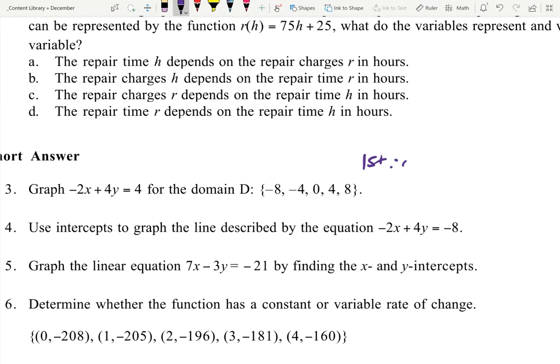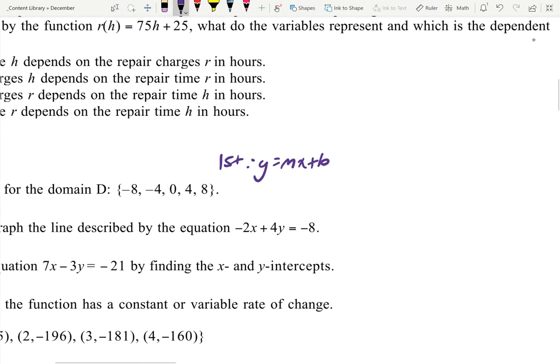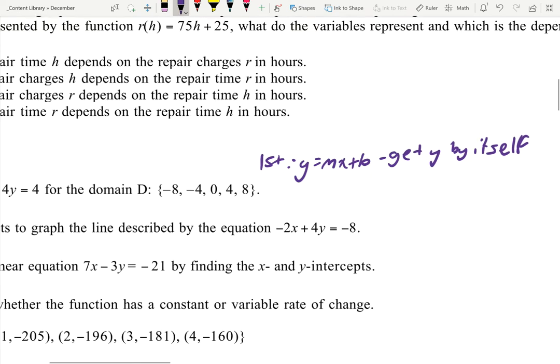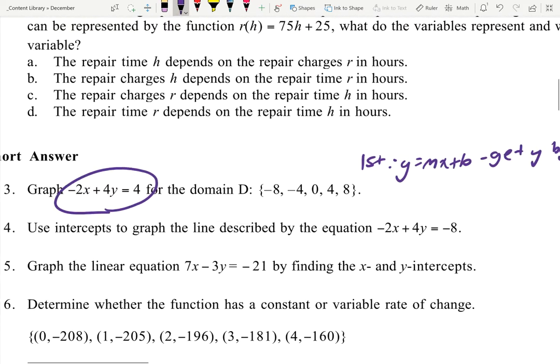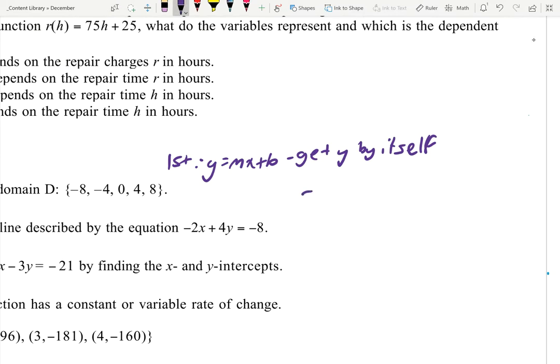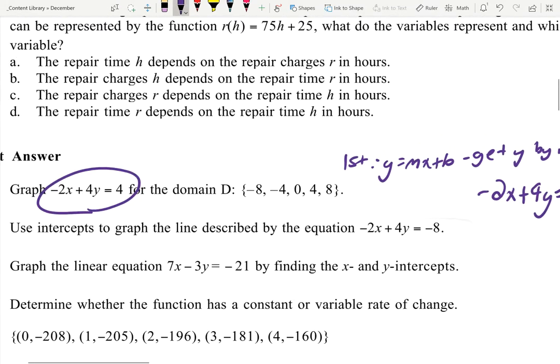First, you need to get your equation into y equals mx plus b form, also known as slope-intercept form. What I mean by this is simply get the y by itself, okay? Get the y by itself. So look at our equation, right? Let me copy this down. We have negative 2x plus 4y equals 4.